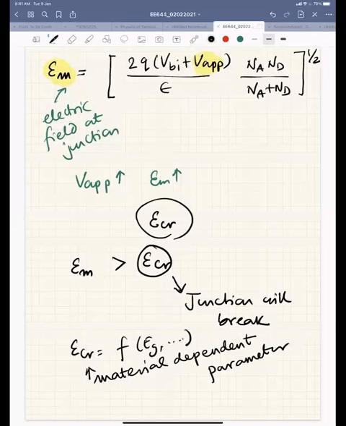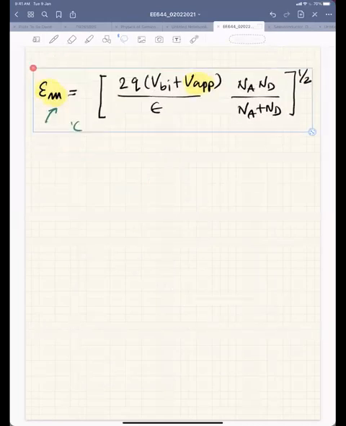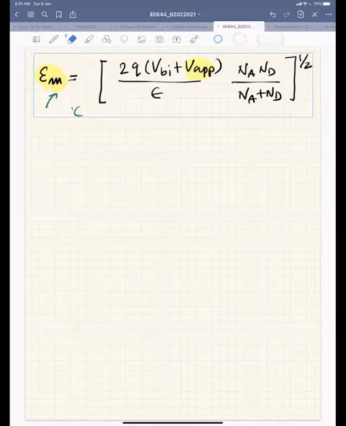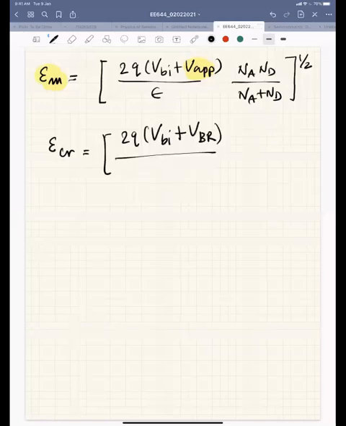Right. So if you see, if I copy this equation, at critical electric field, so basically E critical, at that point VBI plus applied voltage is your breakdown voltage, divided by epsilon, NAND by Na plus Nd, right?